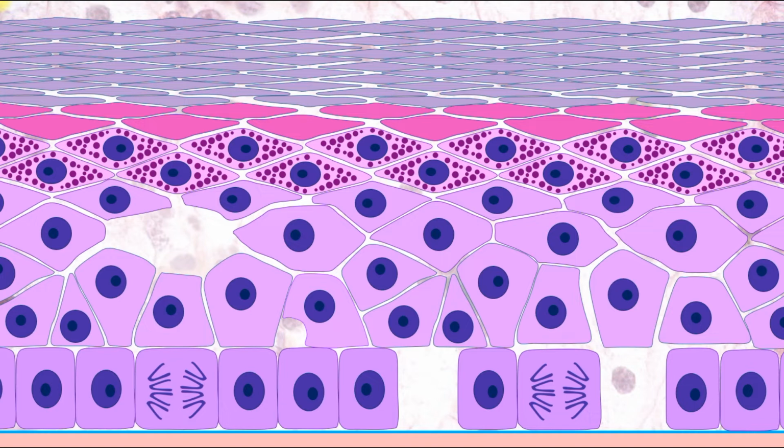But the epidermis also contains other types of cells, and let's look at them. They have another origin, but they also provide very important functions.